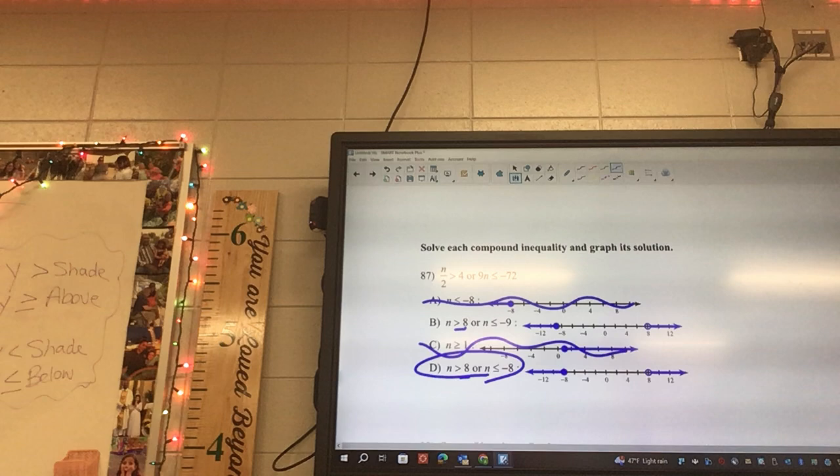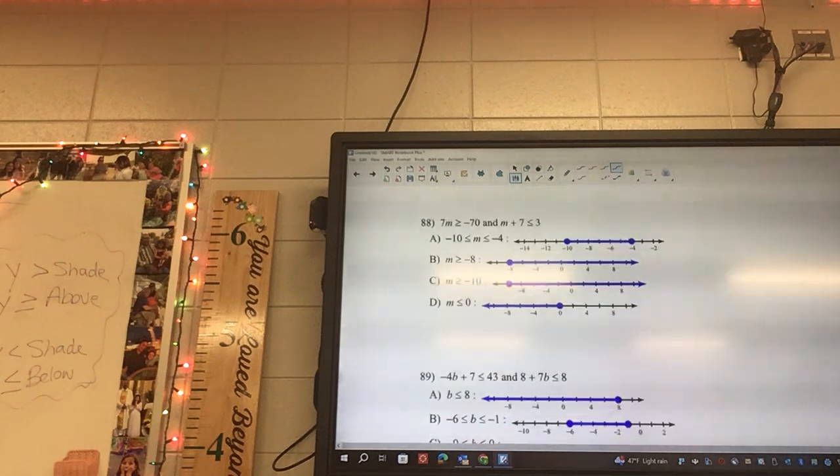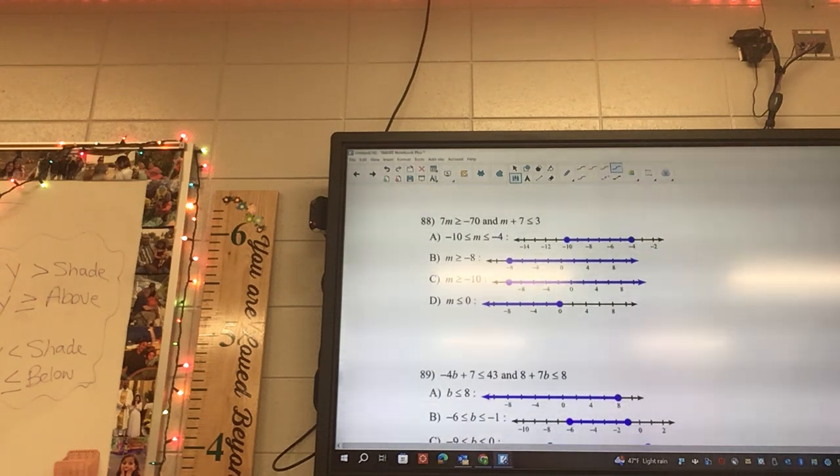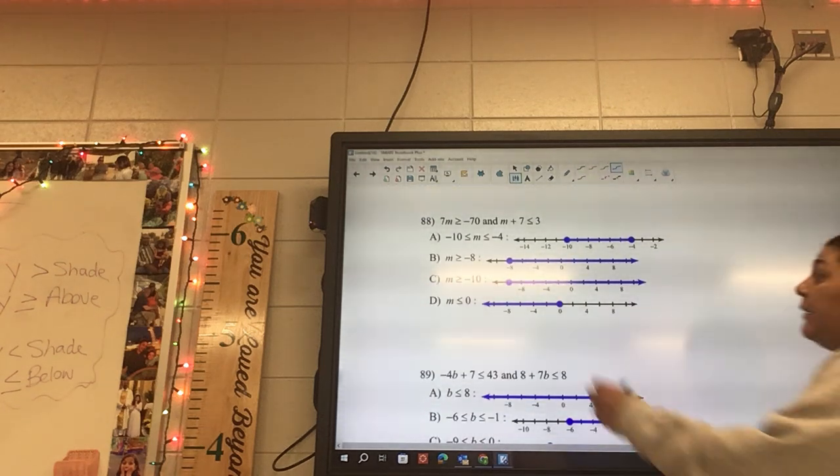Okay, 88, is that an and or an or? And. So what should an and look like? They should connect, so is there anybody we can cross off? B, C, D. Literally everybody except for A.